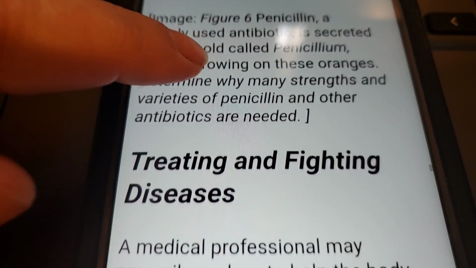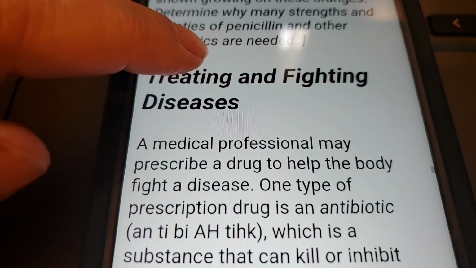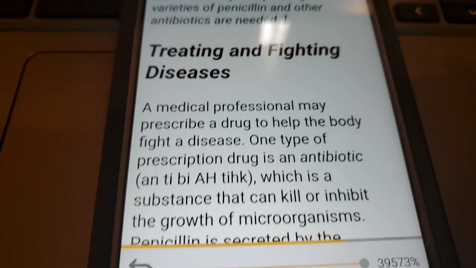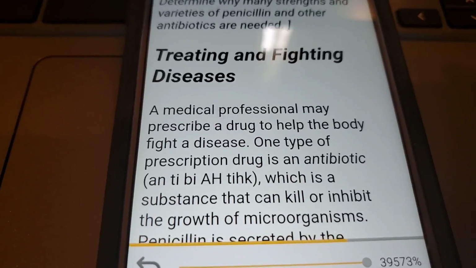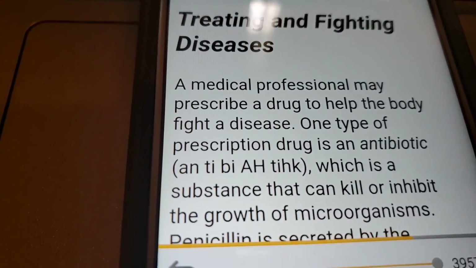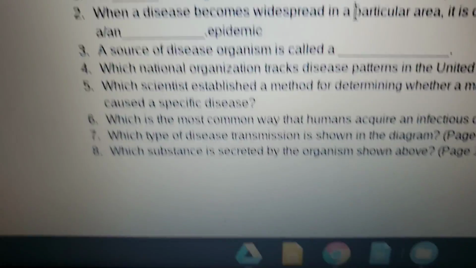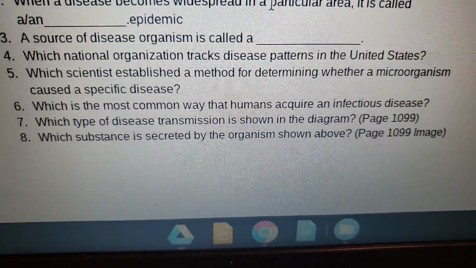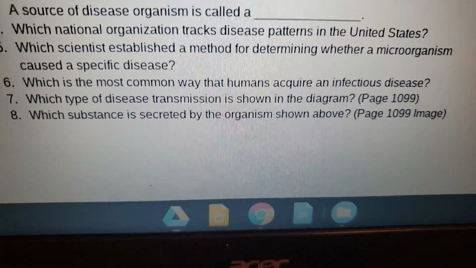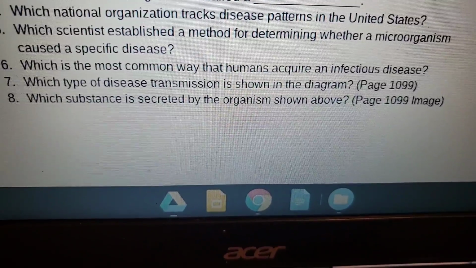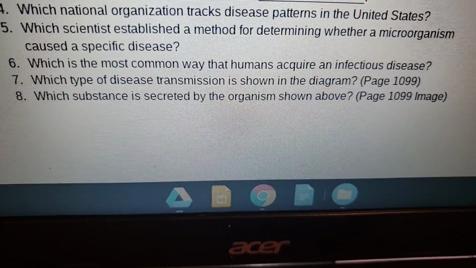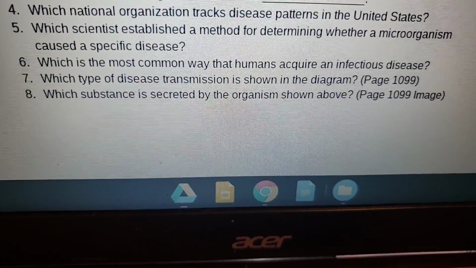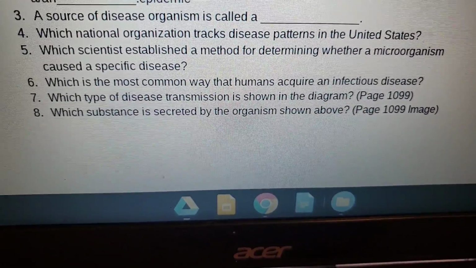Let's see. Treating and fighting disease. And let's go back to our questions really quick. So as we read, we're trying to remember what we're looking for, okay? So let's look at number 6. Which is the most common way that humans acquire an infectious disease? Which type of disease transmission is shown in the... Okay, we have to look at those diagrams still. So which is the most common way that humans acquire an infectious disease?